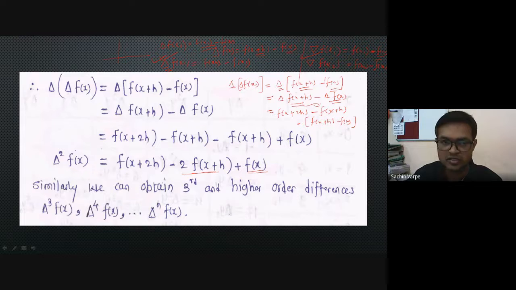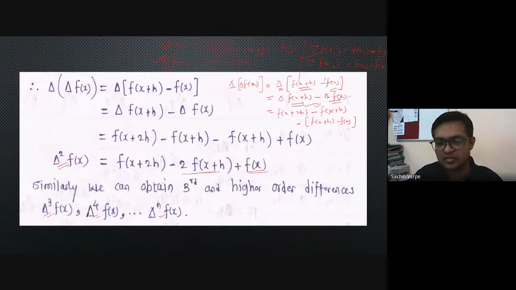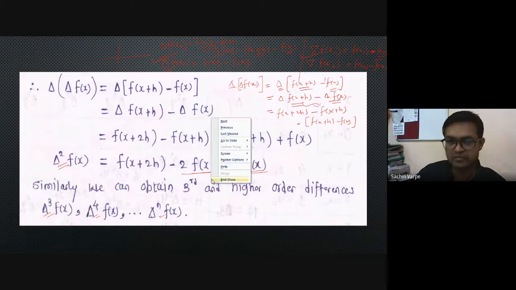Similarly, this is a second order difference operator, forward difference. Similarly, we can get third order, fourth order, and so on. So you can denote this mathematically. Let me show you on the blank screen.